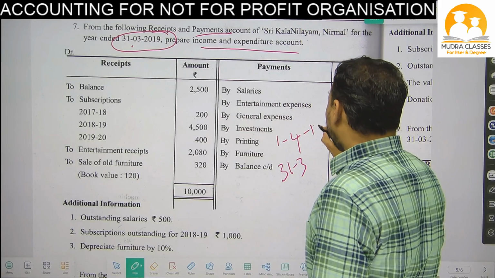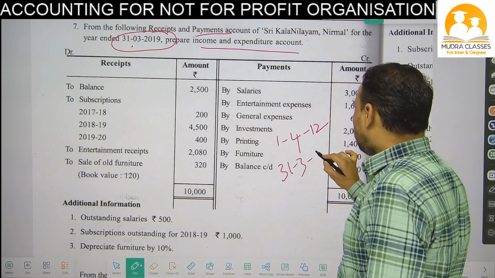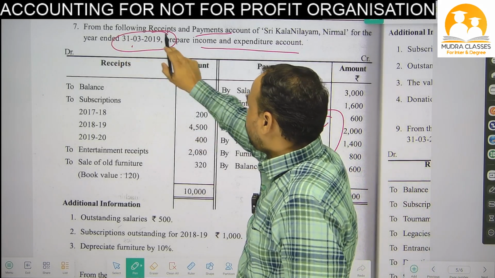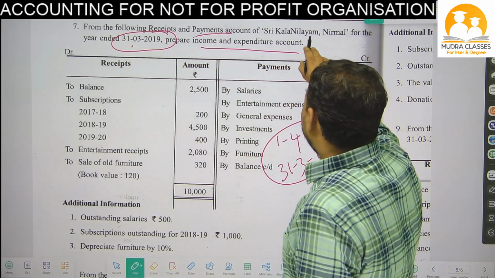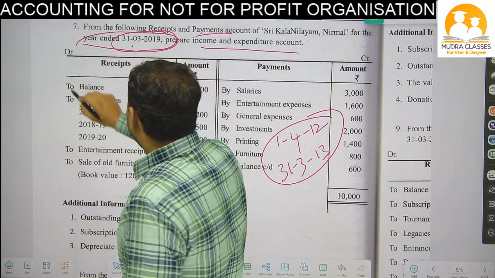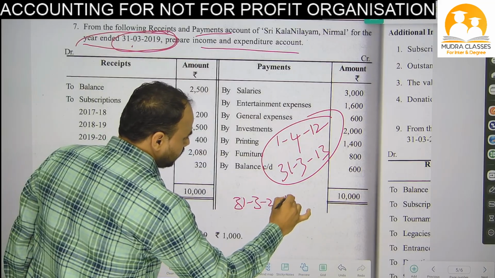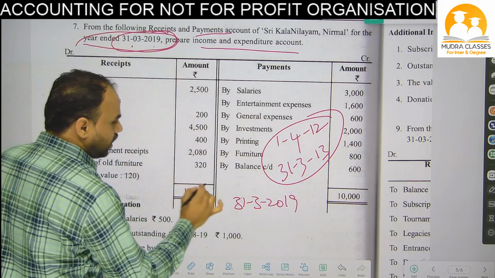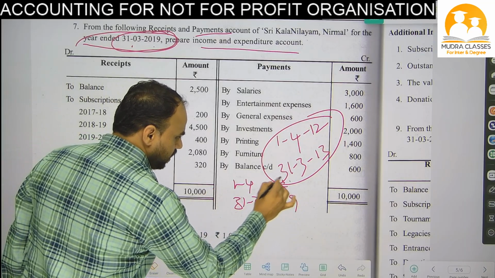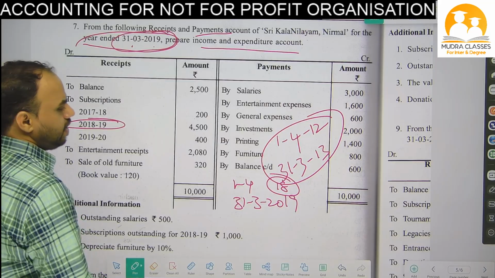For example, if it started on 1st April 2012, it will close on 31st March 2013. Similarly here, the receipts and payments account of Sri Kala Nilayam Nirmal is for the year ended 31st March 2019. That means it started on 1st April of the previous year, 18. So what is the current year here? The current year is 18 and 19.